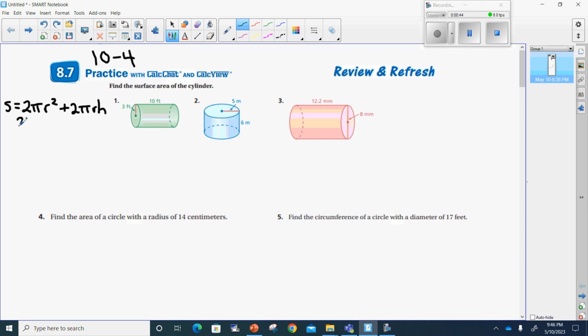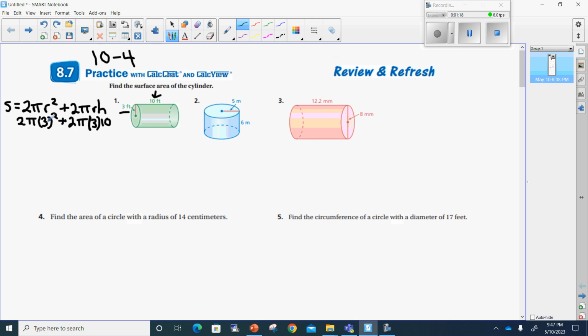So we're going to have 2 times pi times 3 to the second power, replacing r with 3. And then we're going to add that to 2 times pi times 3, because r is over here. We're going to multiply another 3 in. And then h, and h is 10, right? So this would be 10.